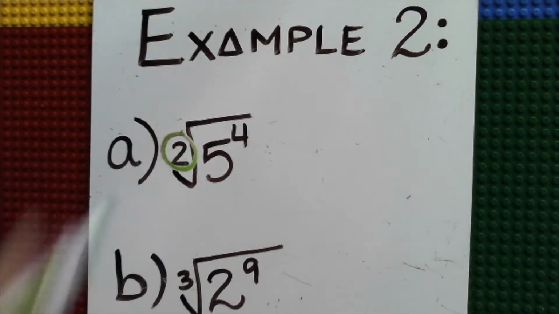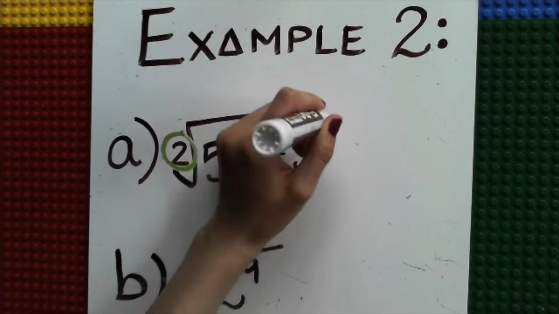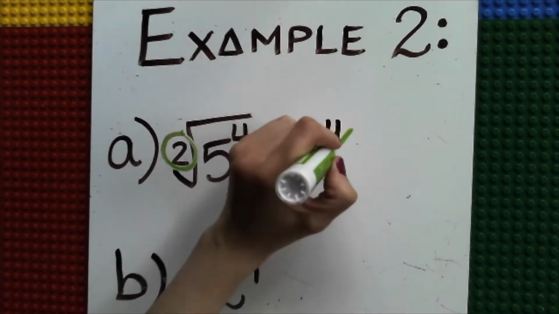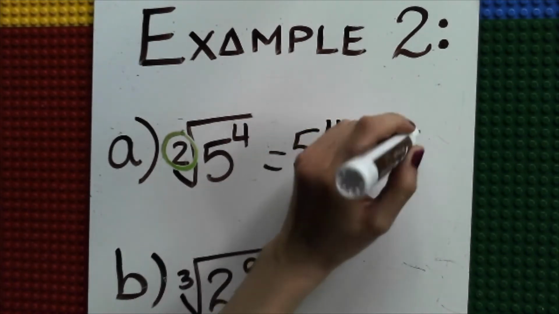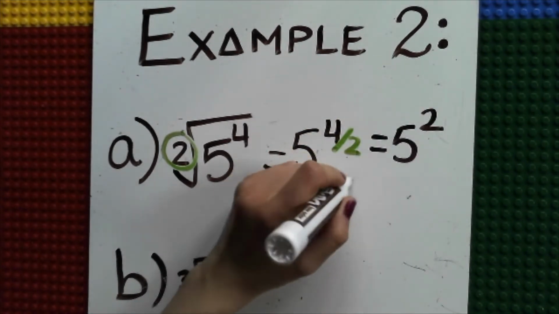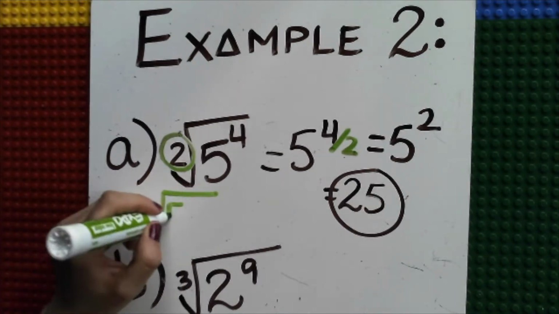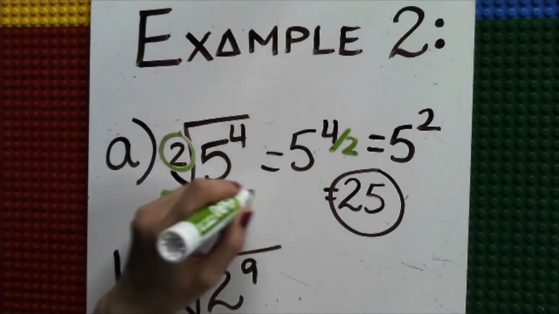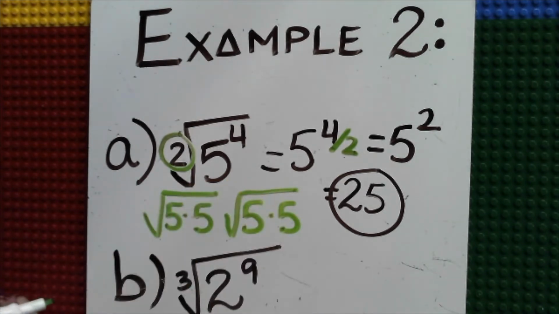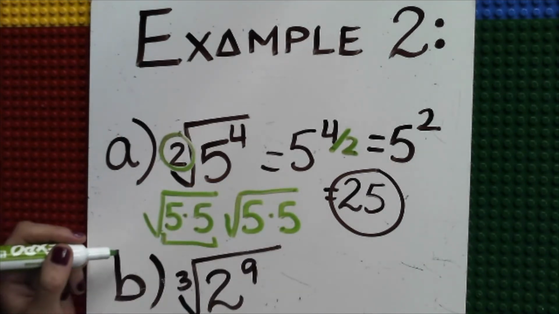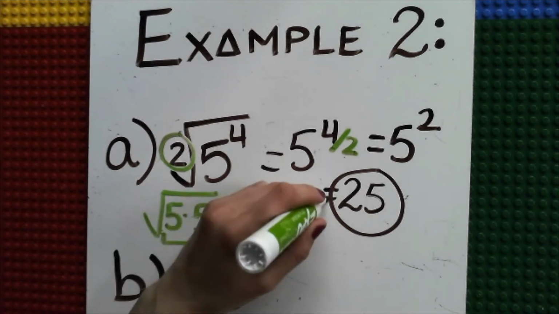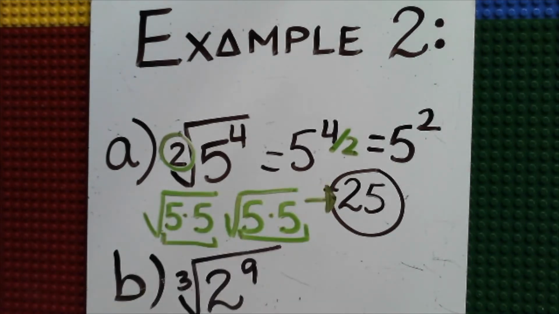Now let's take a look at example 2, where we have the square root of 5 to the 4th power, which ends up being 25. The reason for this is that 5 to the 4th power divided by 2, 4 divided by 2 is 2, and 5 squared is 25. This is 2 groups of 5 times 5 when I write it out.